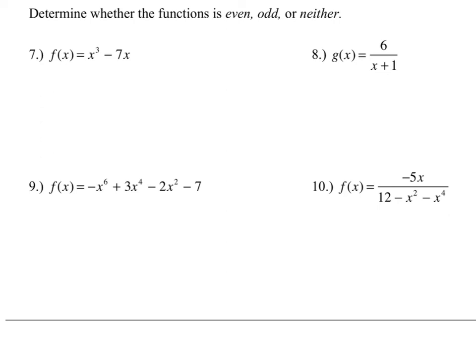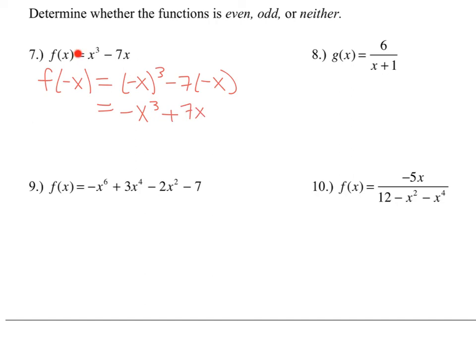Number 7, f of x equals x cubed minus 7x. So let's see what happens when we replace x with the opposite of x. So we have the opposite of x cubed minus 7 times the opposite of x. Well, if we take negative x and cube it, we're going to get a negative output. If you multiply a negative 3 times, it'll come out negative. Negative 7 times negative x will give you positive 7x.